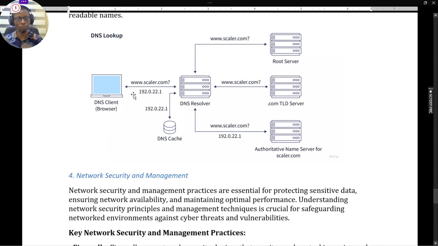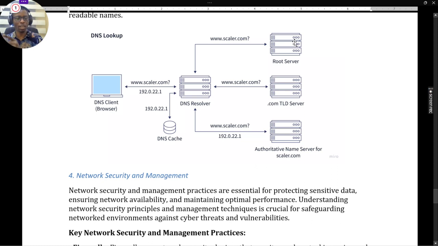So for example, this is a browser now. I enter www.scalar.com. It sends it to the DNS resolver. After first checking on its own, because it also has a local cache of DNS records, it sends it to the DNS server. The DNS server checks its own cache. It says, oh, it's not there, it's a new name. So it sends it to the root server. The root server is the dot at the end of your .com.